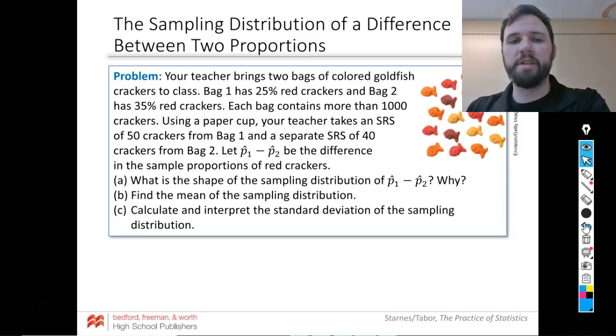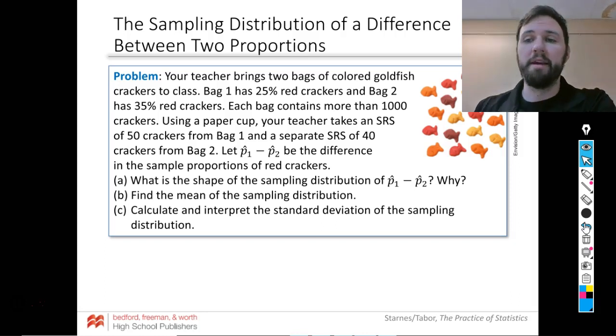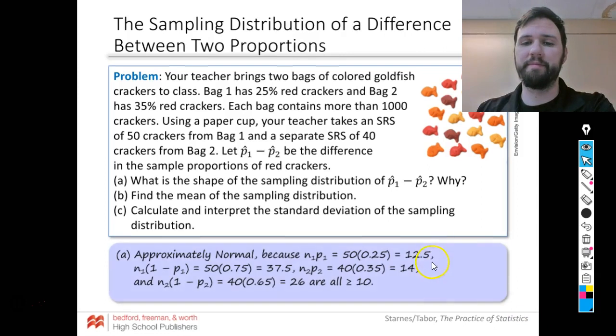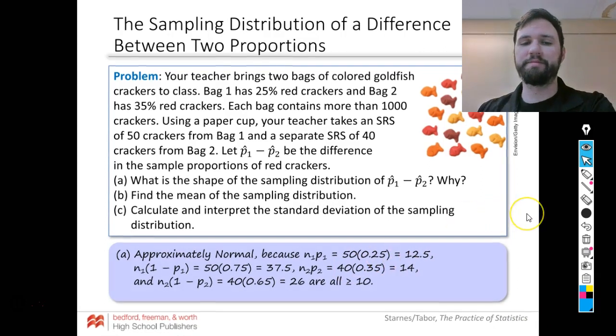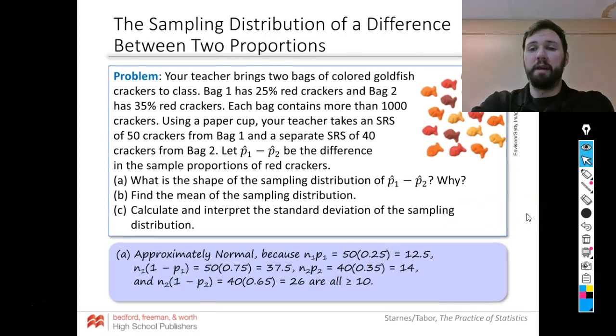So, what's the shape of the distribution of the difference in proportions going to be, and why? Well, you're going to have to do your n times p1 and your n times 1 minus p1, and your n times p2 and your n times 1 minus p2. So, you do 50 times 0.25.